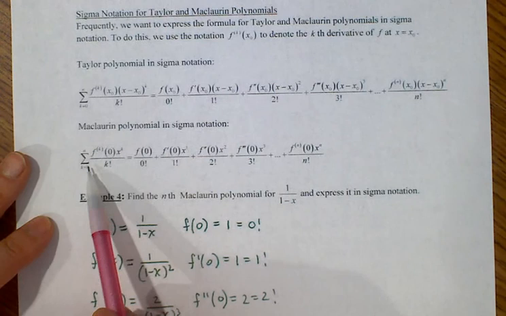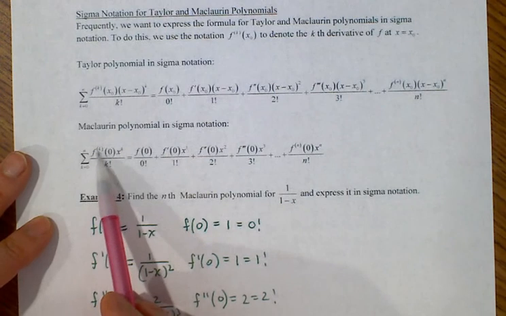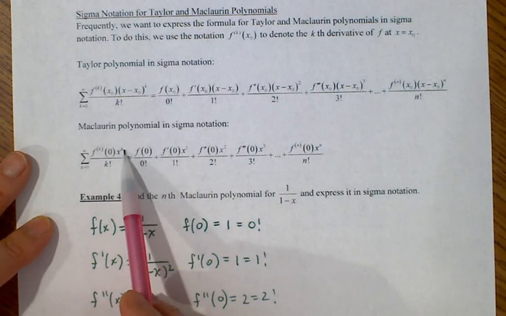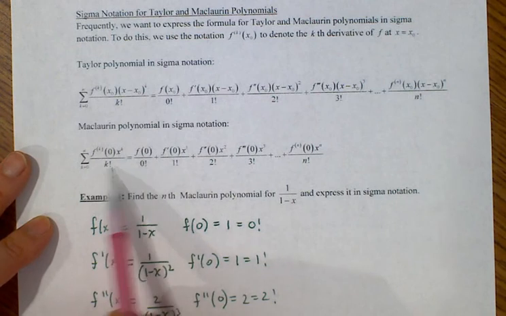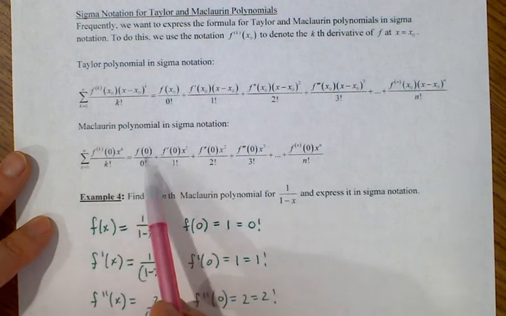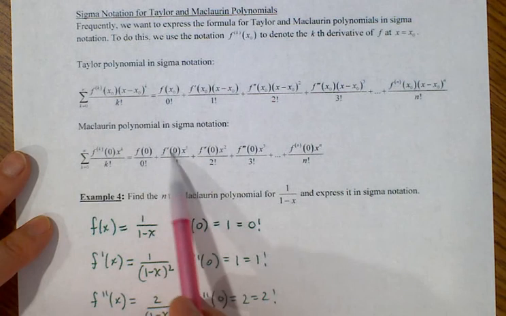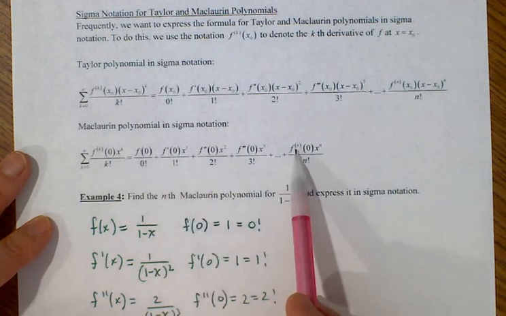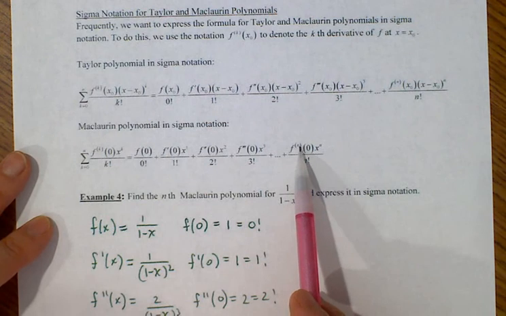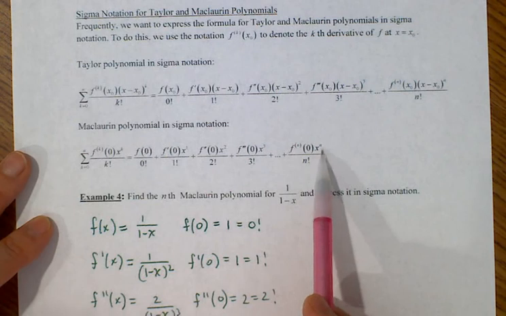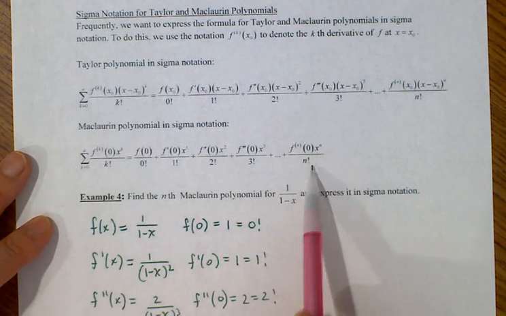So then you get the summation of f of k of 0 times x to the k power all over k factorial as k equals 0 out to n. So that gives us f of 0 over 0 factorial plus f prime of 0 times x over 1 factorial all the way out to f of the nth derivative of 0 times x to the nth power all over n factorial.